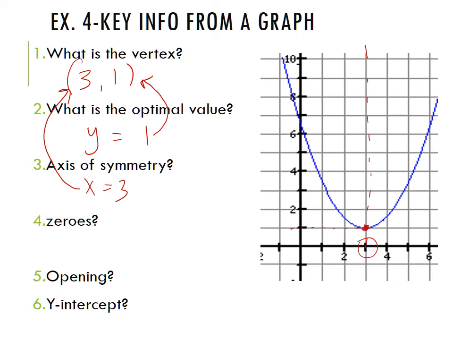Zeros. Where does this parabola cross the x-axis? A little bit of a trick question. Does this parabola cross the x-axis? It doesn't. So are there any zeros? None.